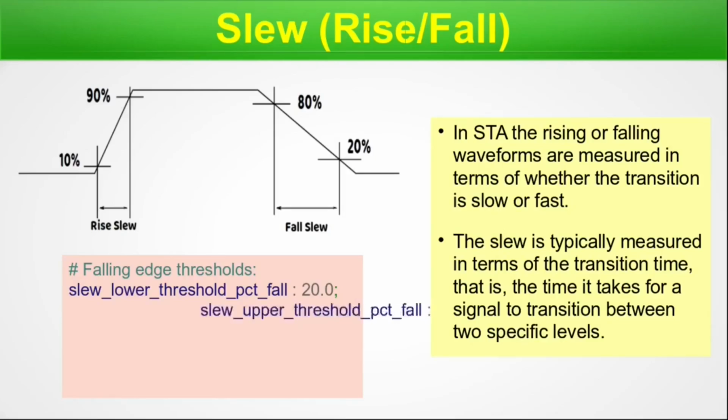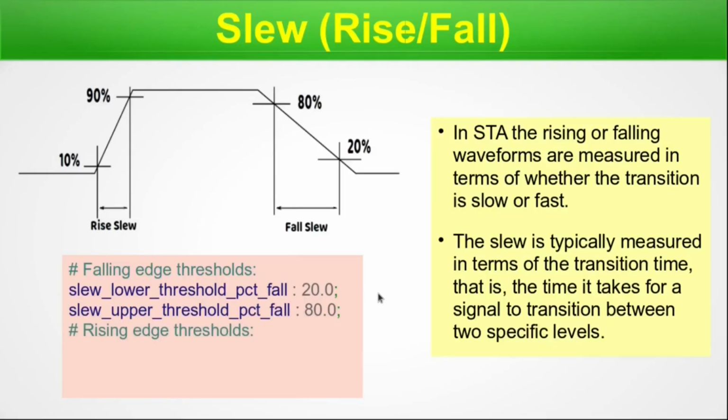Similarly, for slew upper threshold PCT fall, so this is fall slew. Let me bring my mouse pointer here. We are talking about fall slew, and this lower threshold is 20% and upper threshold is 80%. So what we have depicted in the picture, the same thing you can read in text format in the .lib file.